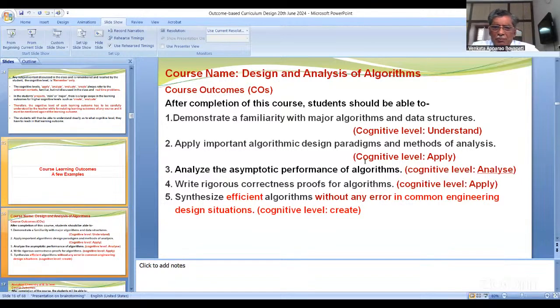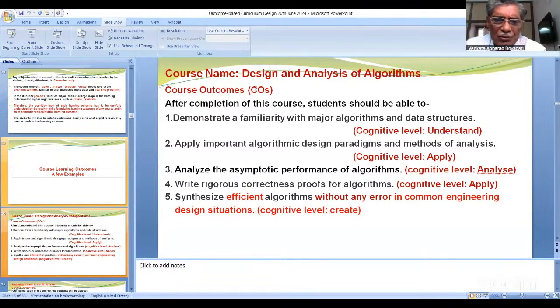Course name, Design and Analysis of Algorithms. This is generally offered in BTech Computer Science and Engineering, BSc Computer Science and Engineering, MCA. In all these programs, the Design and Analysis of Algorithms course is offered.